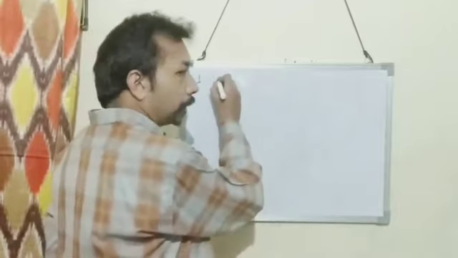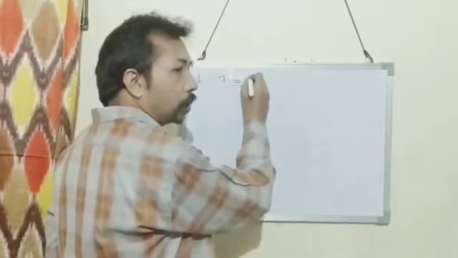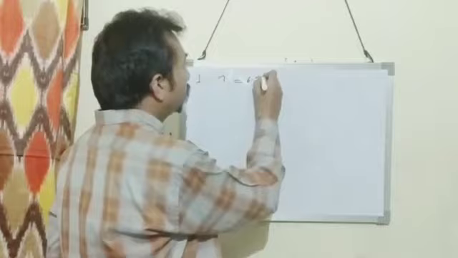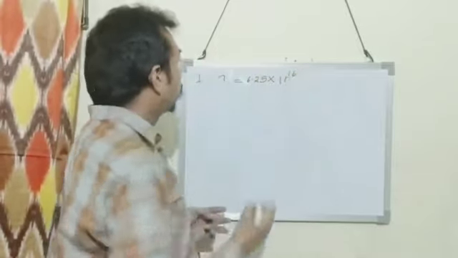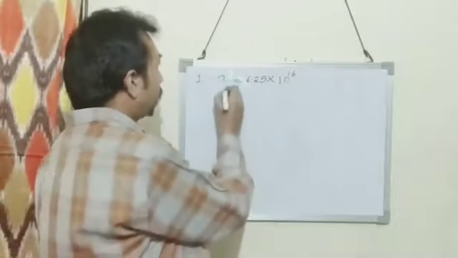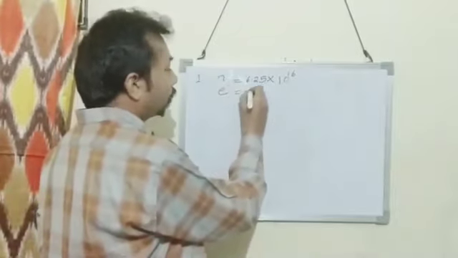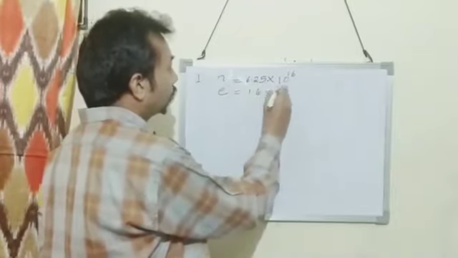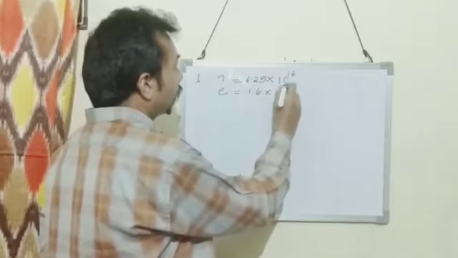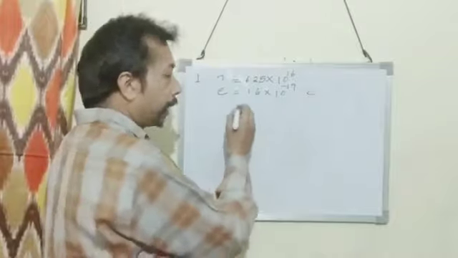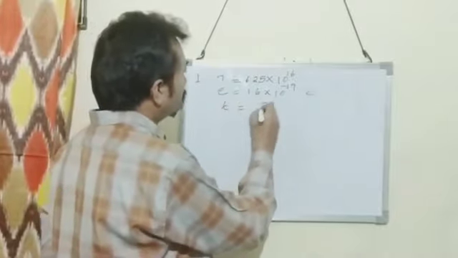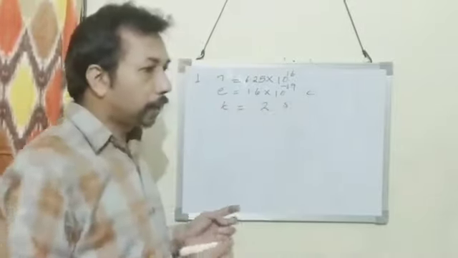So number of electrons is given as 6.25 into 10 to the power 16. These are the number of electrons. And magnitude of charge of one electron is 1.6 into 10 to the power minus 19 coulomb. Then time is given as 2 seconds. So we have to find current.